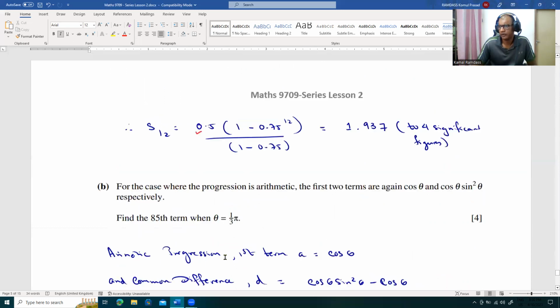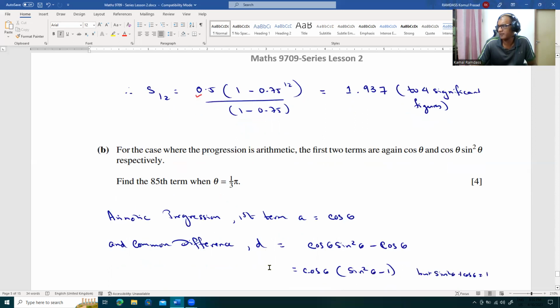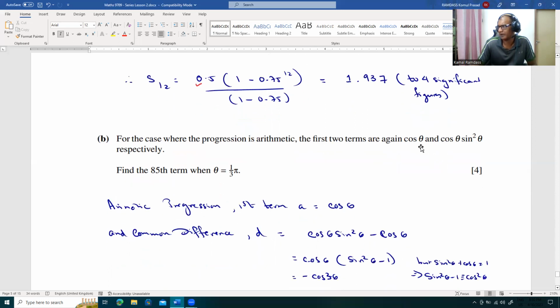Bon, deuxième partie, partie B, for the case where the progression is arithmetic, the first two terms are again cos theta and cos theta sin square theta, respectively. Find the 85th term when theta is equal to pi by 3. Bon, arithmetic progression, first term A, common difference D, c'est second term minus first term, cos theta sin square theta minus cos theta.